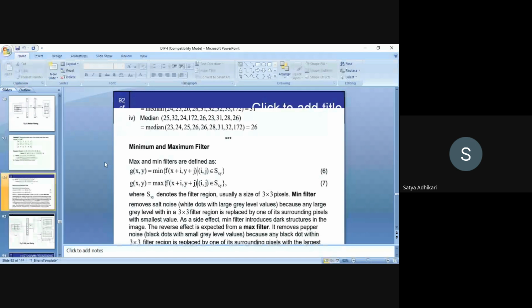So this is the median filter, a non-linear filter. Your average filter or mean filter is a linear filter. Besides these two, we have two other filters, the minimum filter and the maximum filter.